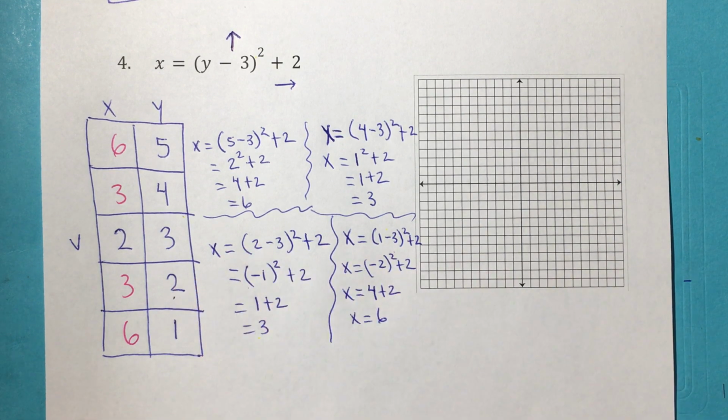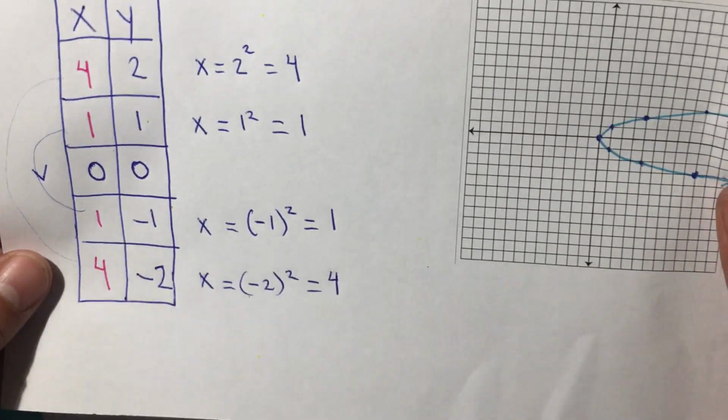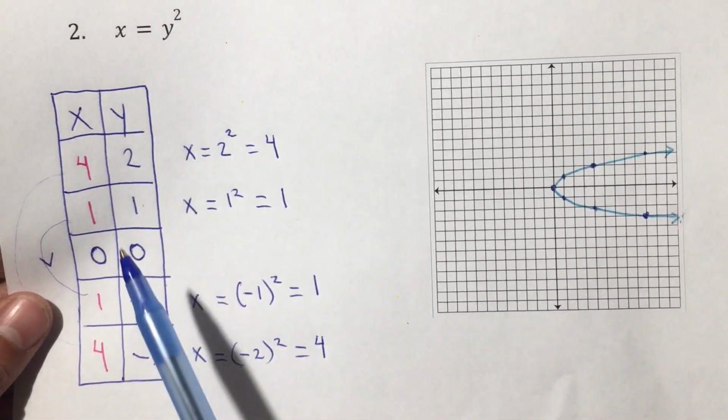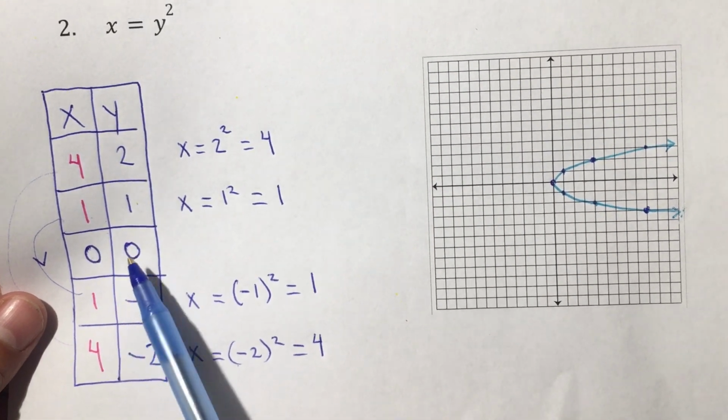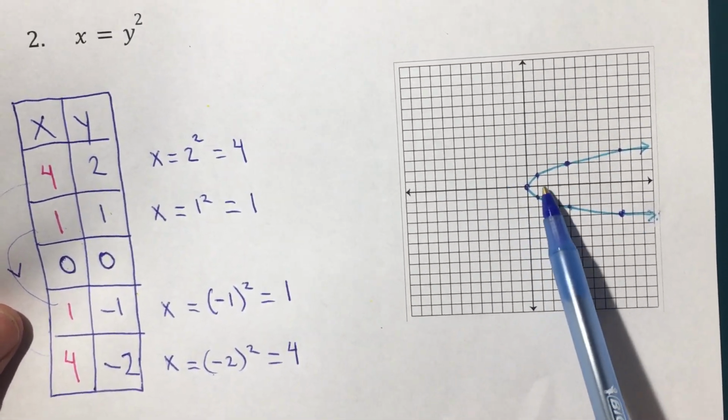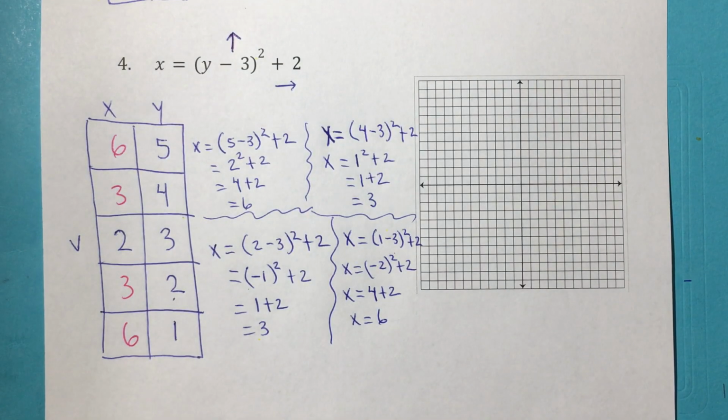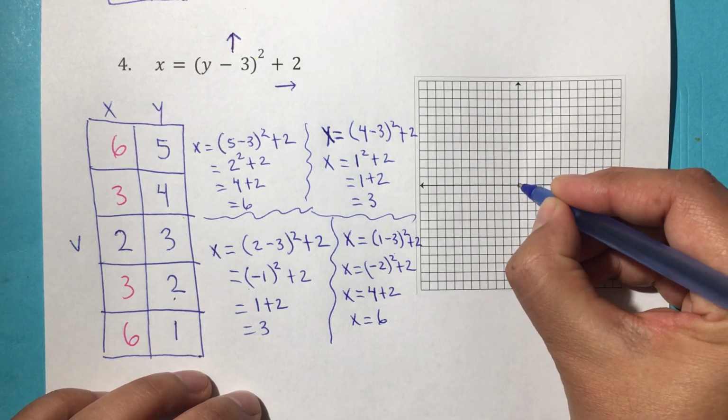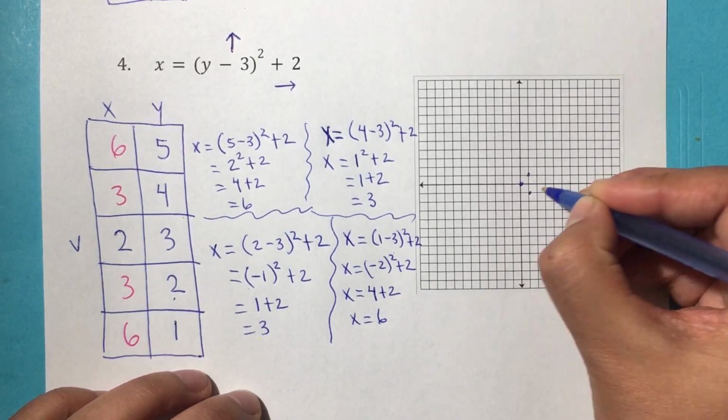For now, we'll just plot this one. So for the mother graph, if you remember, we had 4, 2, 1, 1, 0, 0, which is right here. So it was originally like this.